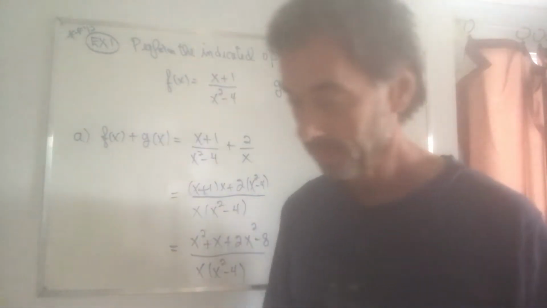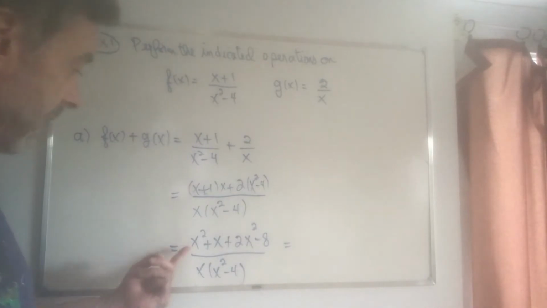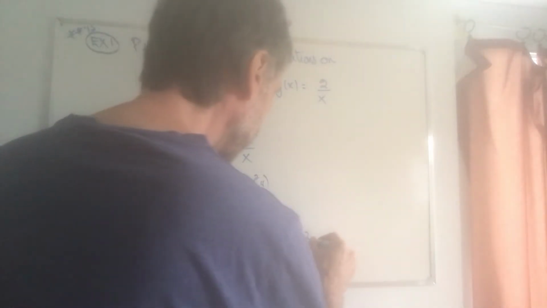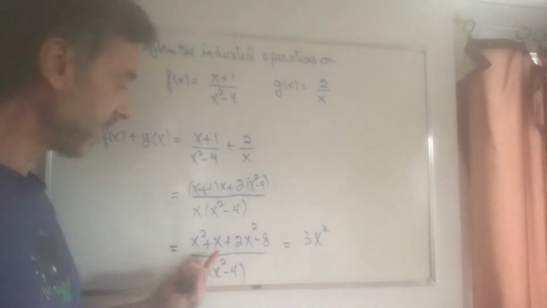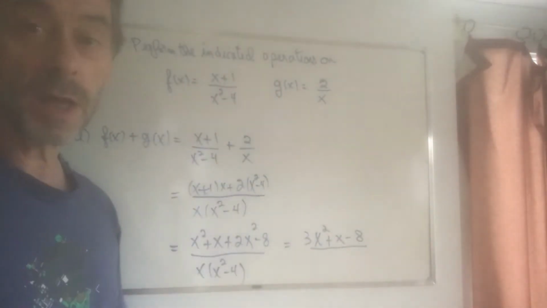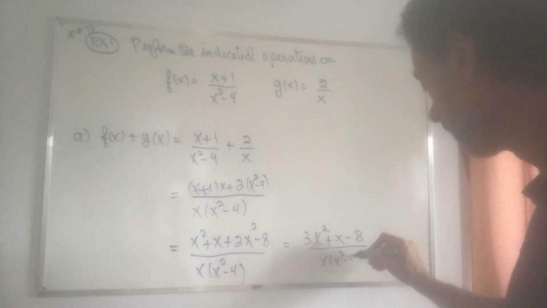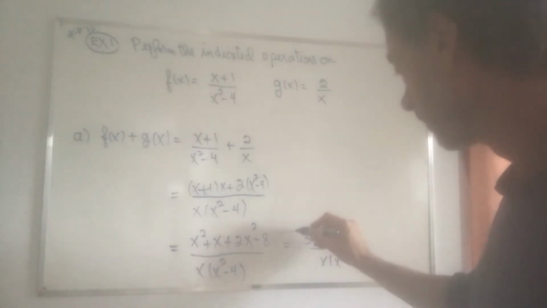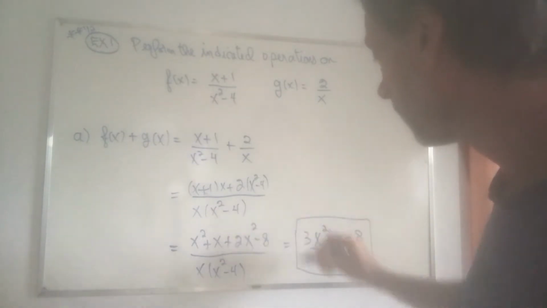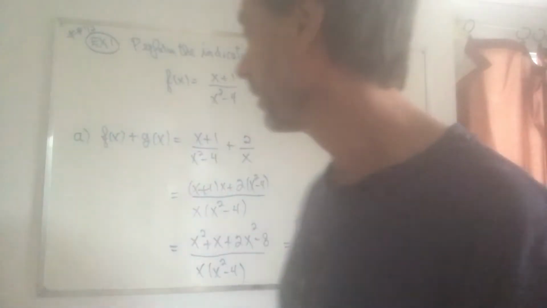So all we got to do now is collect our like terms and conclude on the problem. So f plus g will be equal to what? x squared plus 2x squared, that is 3x squared. I only have x minus 8 left. So plus x minus 8. And that would be over the denominator, so x times x squared minus 4. And that is f plus g. So again, simple common denominator thingy, and it works out.